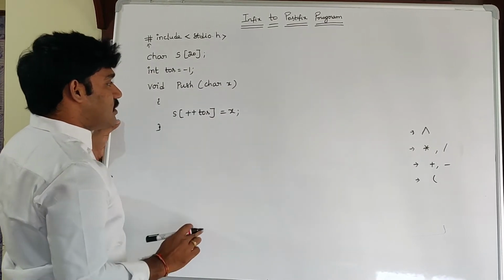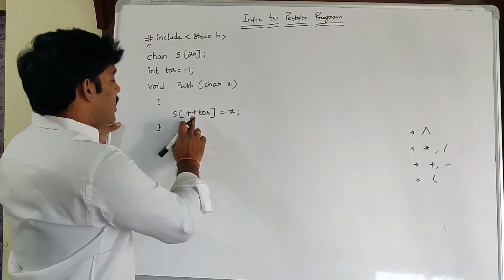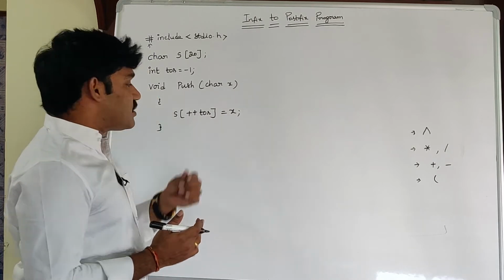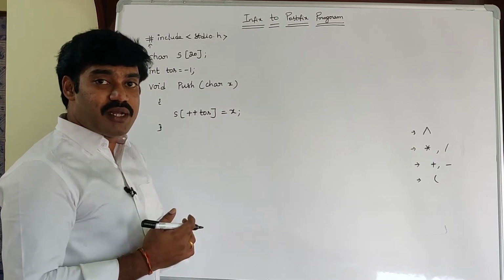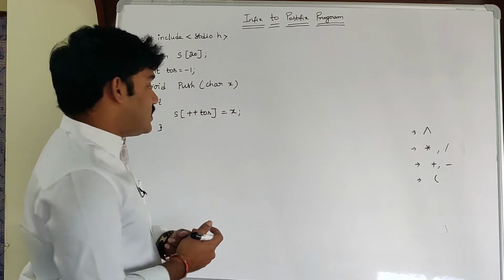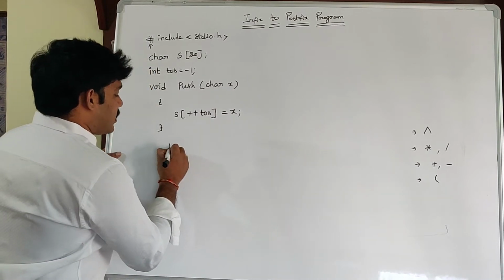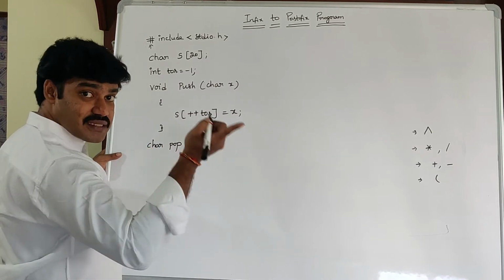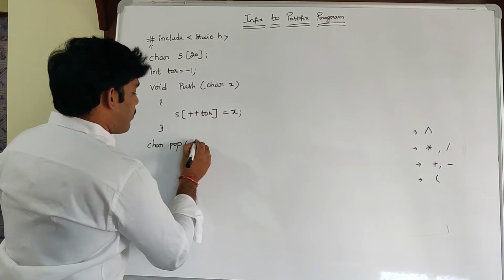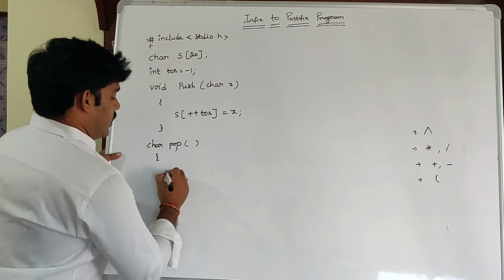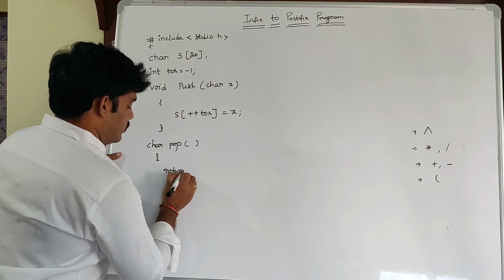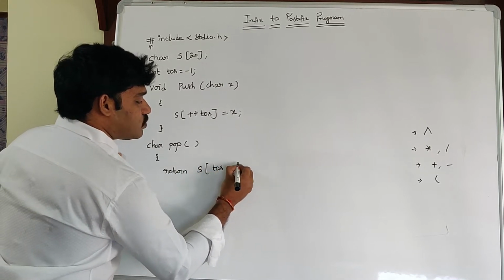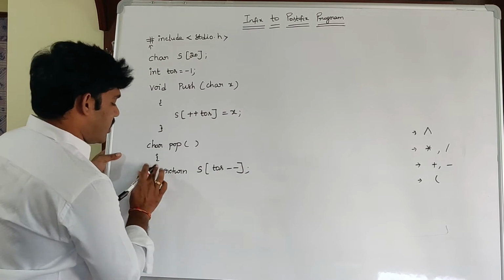++tos means pre-increment, that is first increment and then use. So first update the TOS. TOS is equal to TOS + 1 and then use the TOS. Similarly, while writing the pop, the return type of the pop is char, which returns the character. Char pop, return s of tos--. This is the shortcut for pop function.